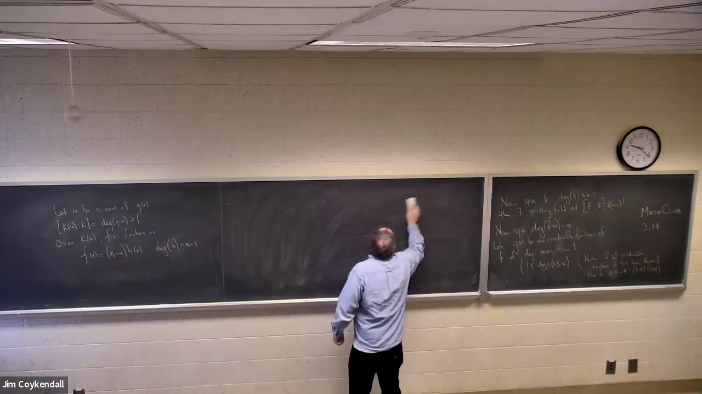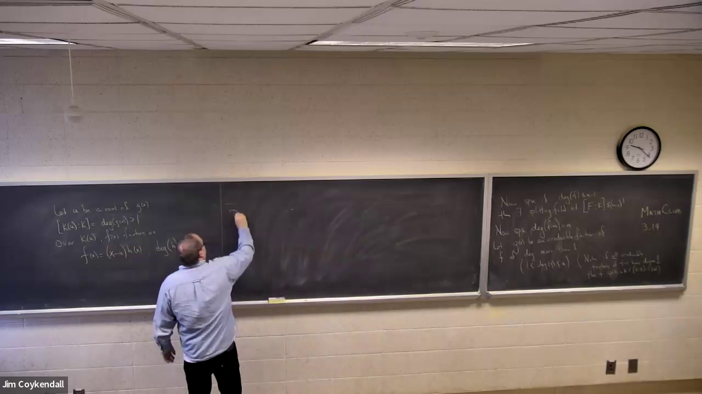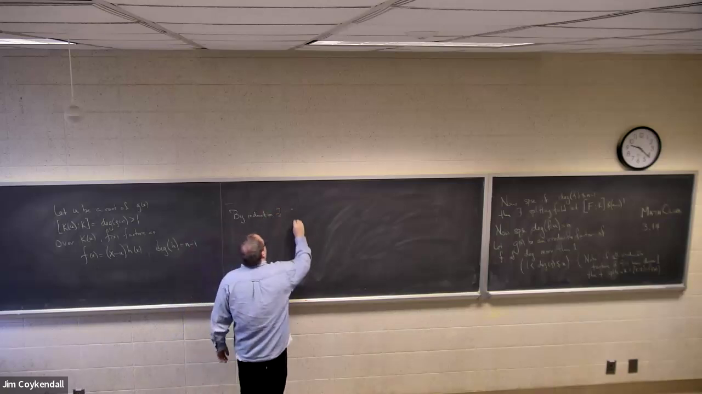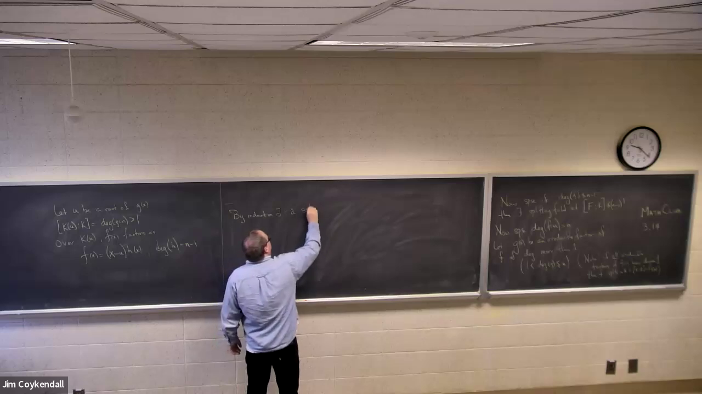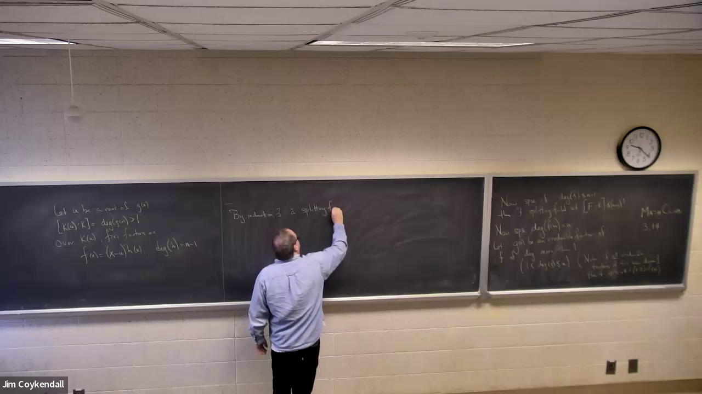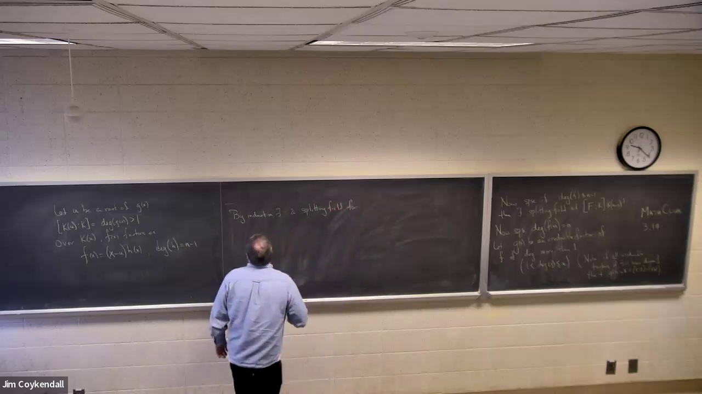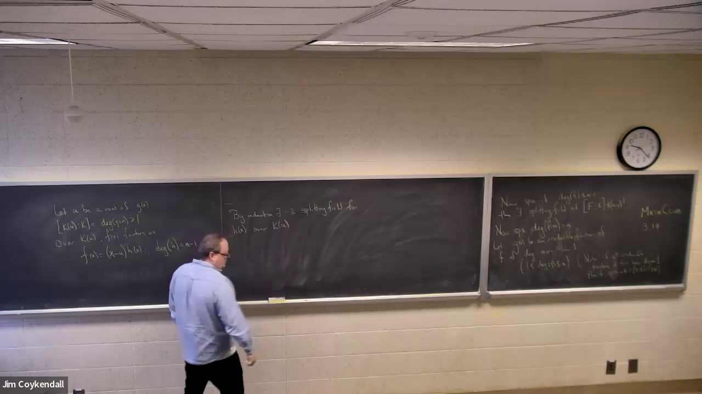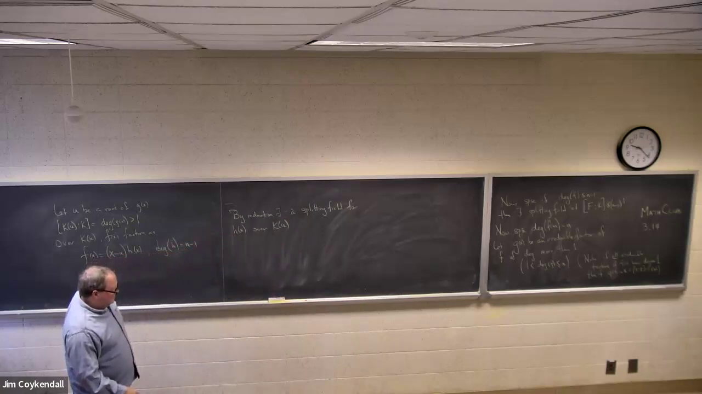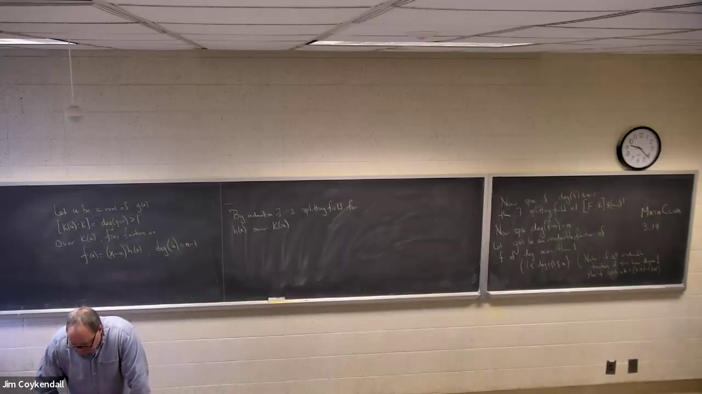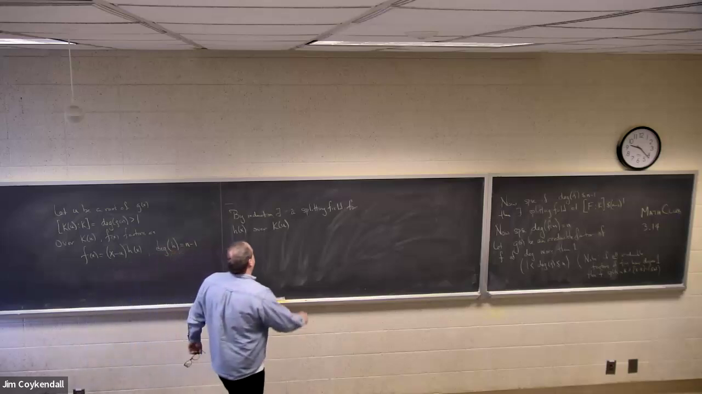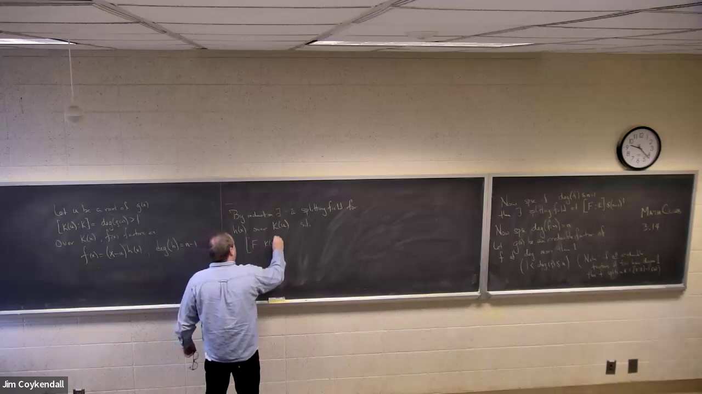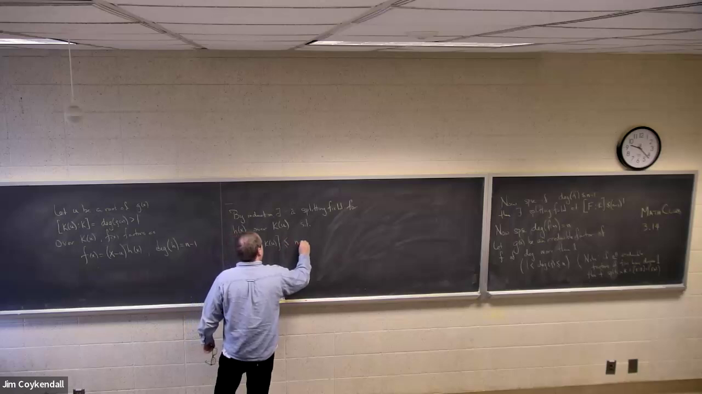So by induction, there exists a splitting field for h(x) over K(u) such that the degree of it over K(u) is less than or equal to n minus one factorial.